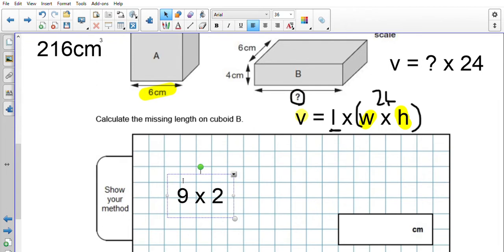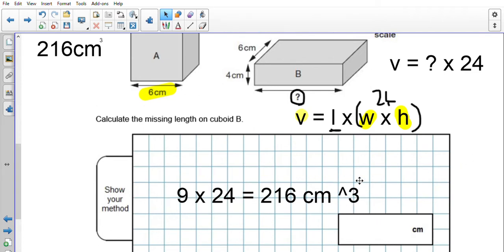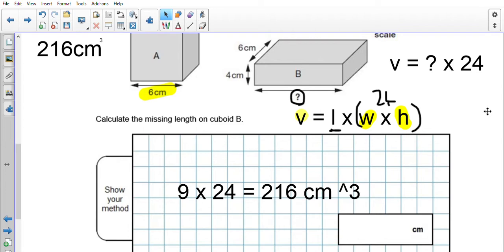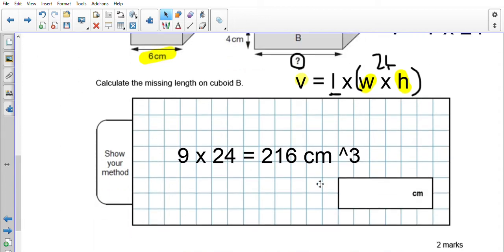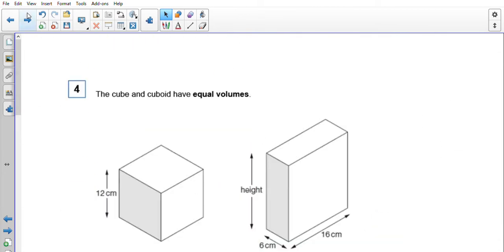9 times 24 equals 216 centimeters cubed. Pop that in like that. That little up arrow means it's cubed, if I write too quickly to make it into the superscript above it. So that's how you work that out. You just rearrange, you use what you know, you work it backwards, and you get your answer out at the other end. Okay, let's jump into question number 4.